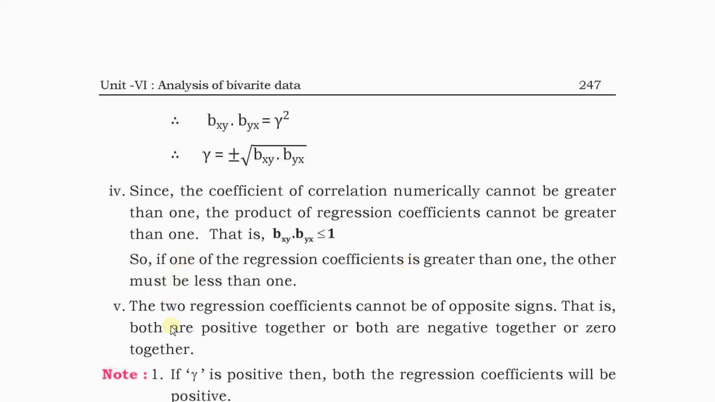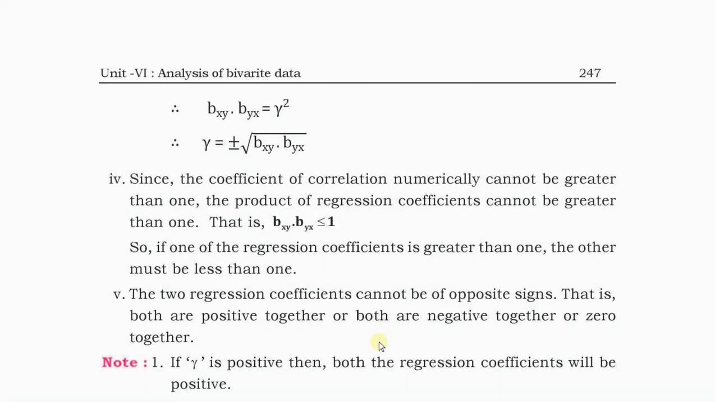The two regression coefficients cannot be of opposite signs. So if bxy is negative, then byx will also be negative. It's not like one will be positive and the other negative. No chance. Either both will be negative, or both will be positive, or both will be 0.